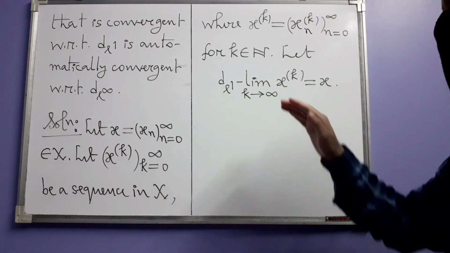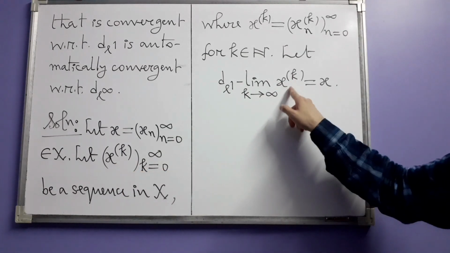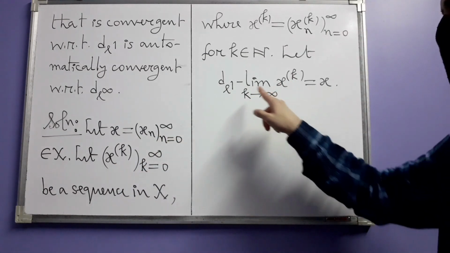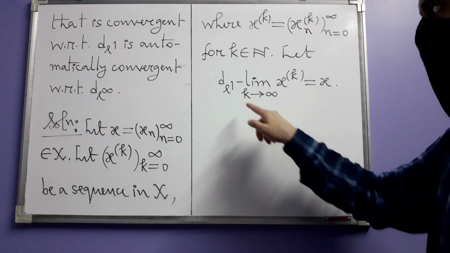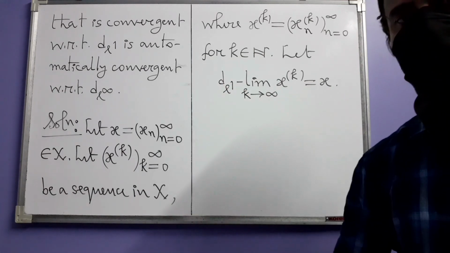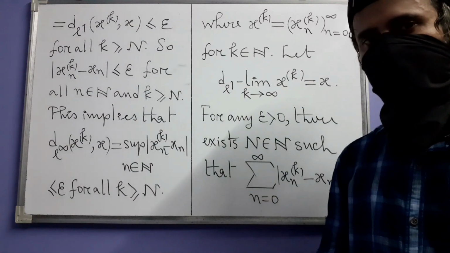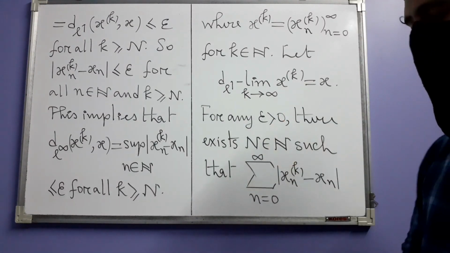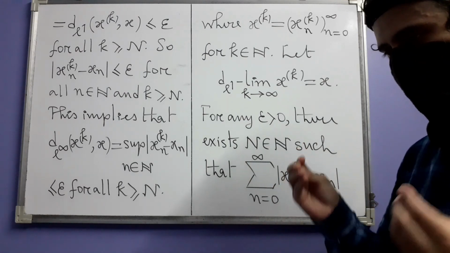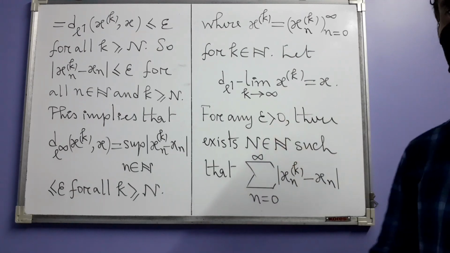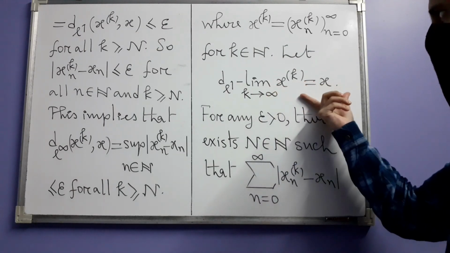And what is our hypothesis? That this sequence converges to that point x with respect to dl1. Now we have to prove that the same limit is also true, but with dl infinity here. Let's see how we can do that. So next we take epsilon greater than 0. Whenever we want to see something very minutely in analysis, this is what we do. So we take epsilon greater than 0 because we have this limit.